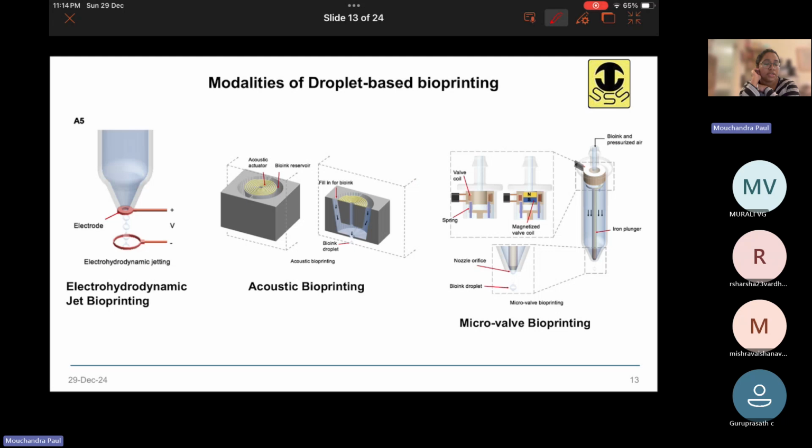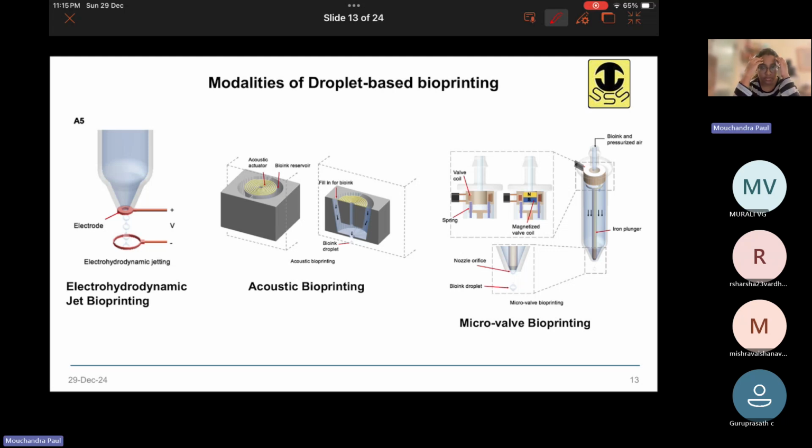Then under inkjet, there is another technique, that is electrohydrodynamic jet bioprinting. Here, the droplet is generated in presence of an electric field. So you apply opposite fields. Let's say at the tip there is a positive electrode, and at the substrate there is a negative electrode. As you apply the voltage, the surface tension is overcome, and then the droplet is generated. So here you have much greater control over the range of droplets that you can create.